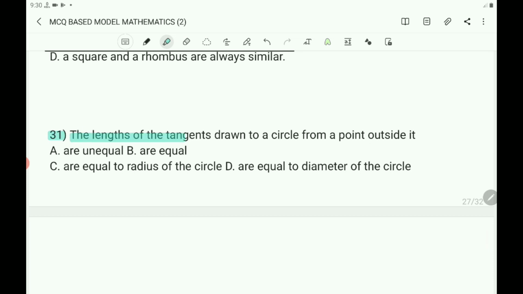The lengths of tangents drawn to a circle from a point outside it. You know that the lengths of the tangents drawn to a circle from an external point, that is, from a point outside it, are always equal. This is the answer, option B. The lengths of the tangents drawn to a circle from a point outside it are always equal. So directly you can make out the answer, that is option B.